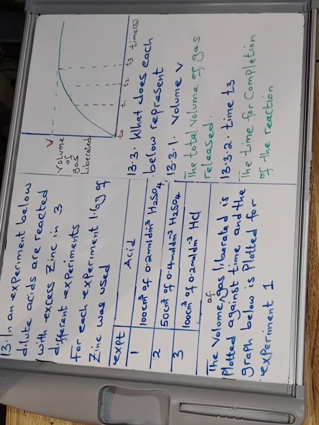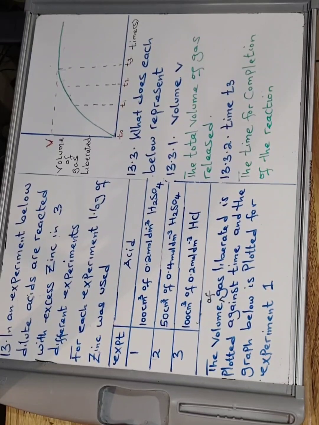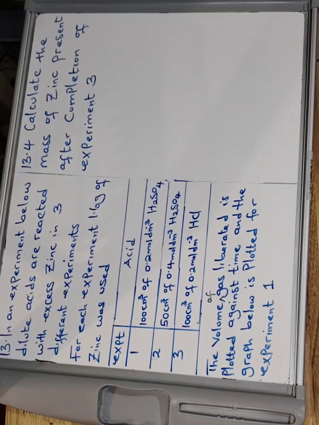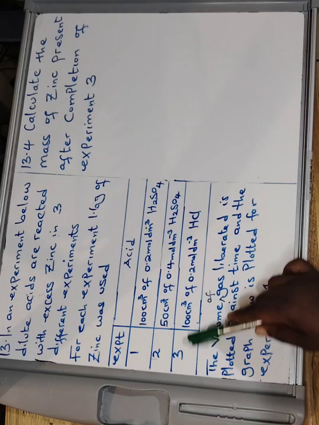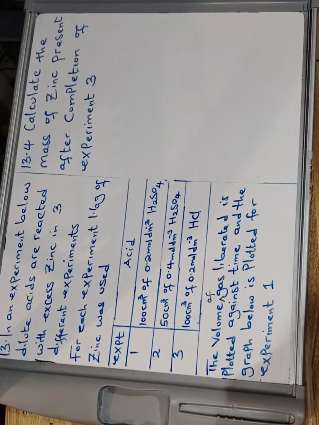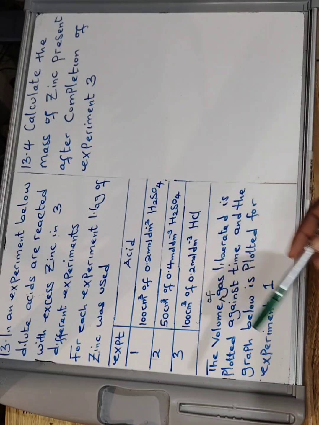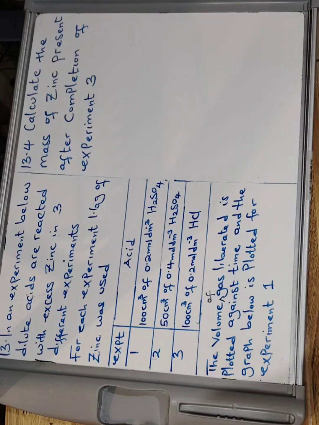So that's the time for completion of the reaction. Then comes this question, 13.4. It says, calculate the mass of zinc present after completion of experiment 3. What we have here is experiment 3, and the acid used in this case is hydrochloric acid. So how do you approach this question? We are going to approach it stoichiometrically.